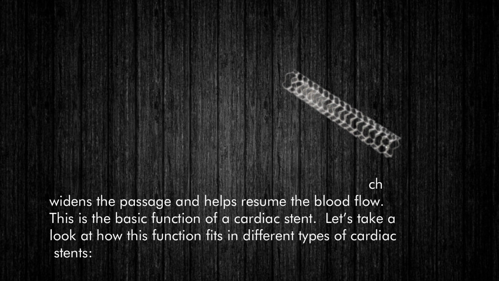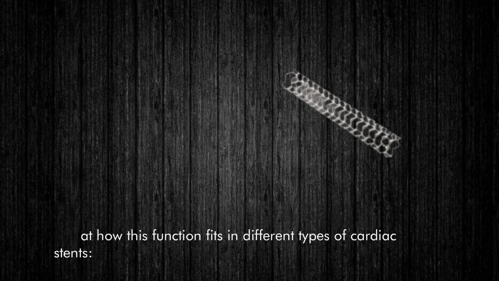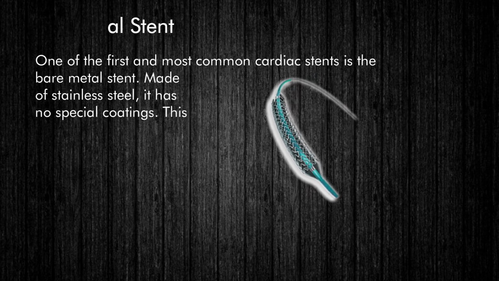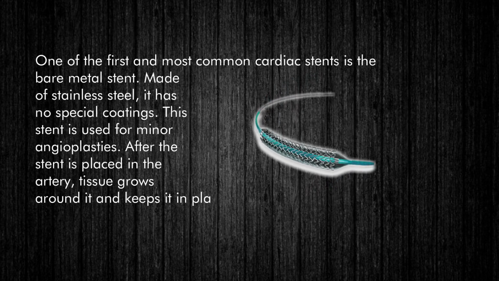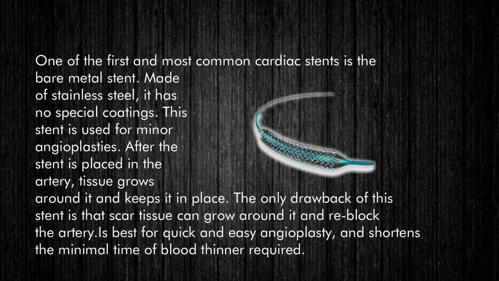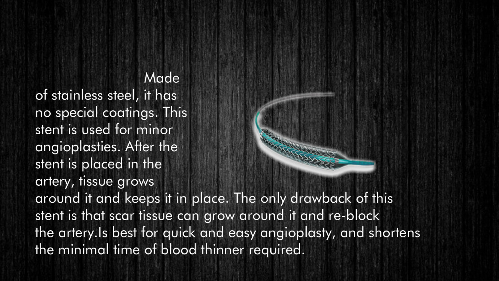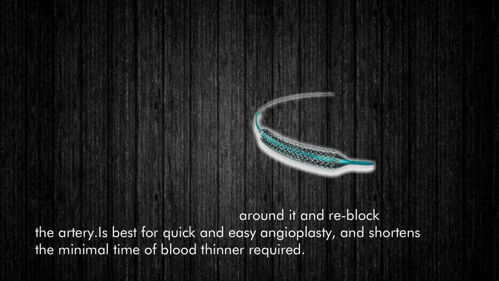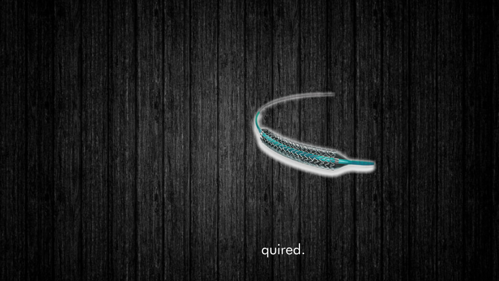Let's take a look at how this function fits in different types of cardiac stents. One of the first and most common cardiac stents is the bare metal stent. Made of stainless steel, it has no special coatings. This stent is used for minor angioplasties. After the stent is placed in the artery, tissue grows around it and keeps it in place. The only drawback of this stent is that scar tissue can grow around it and reblock the artery. It is best for quick and easy angioplasty, and shortens the minimal time of blood thinner required.